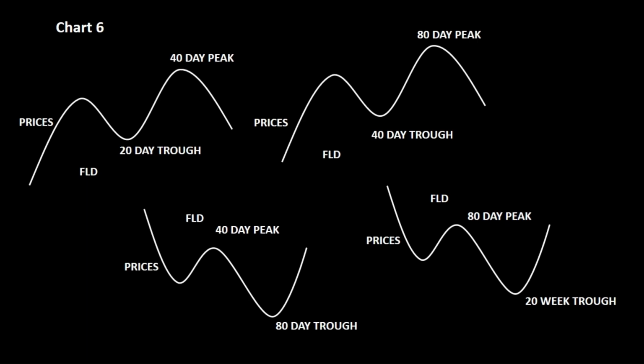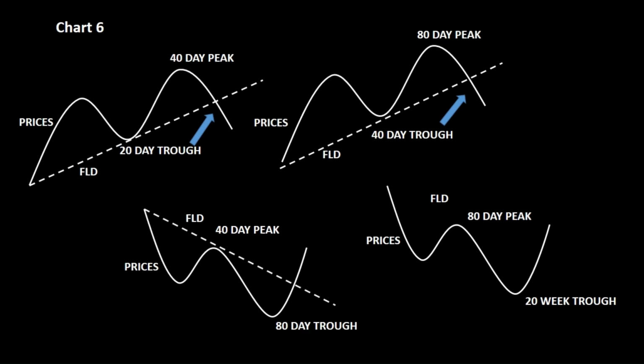On the top left chart, a VTL drawn across 20-day troughs confirms the 40-day peak. On the right, a VTL drawn across 40-day troughs confirms the 80-day peak. On the bottom left, a VTL drawn across 40-day peaks confirms the 80-day trough. And finally on the bottom right, the VTL drawn across 80-day peaks confirms the 20-week trough.